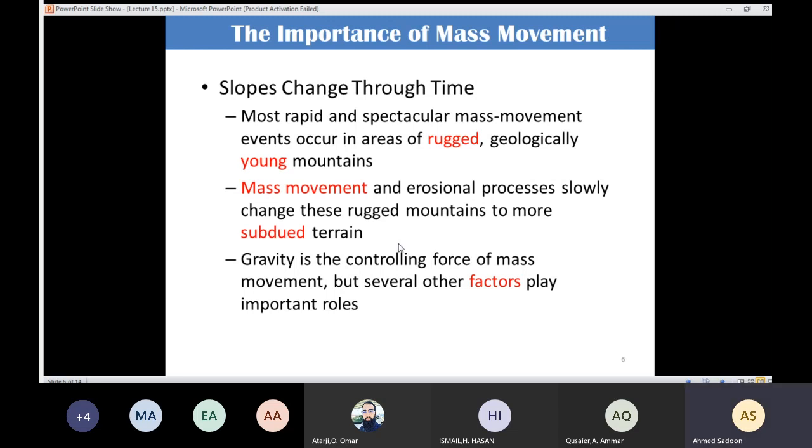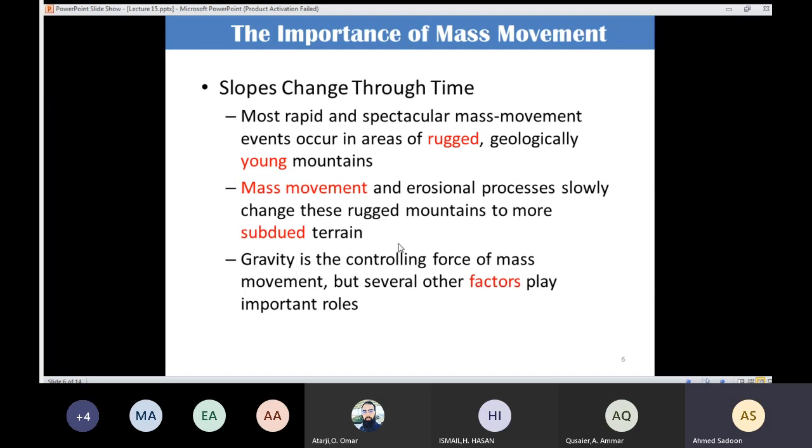And again, we need to remember gravity. Gravity is going to control everything. Gravity is going to control the mass movement. But we have factors which are going to trigger or start the mass movement. The mass movement mainly is going to be controlled by gravity, but I have factors that will help to start or trigger the mass movement.